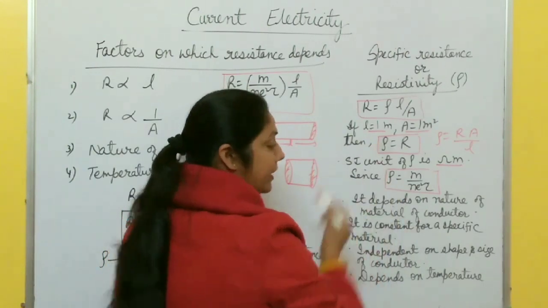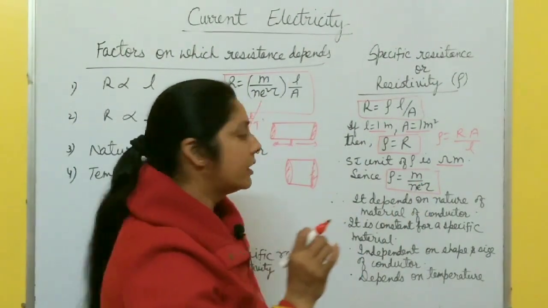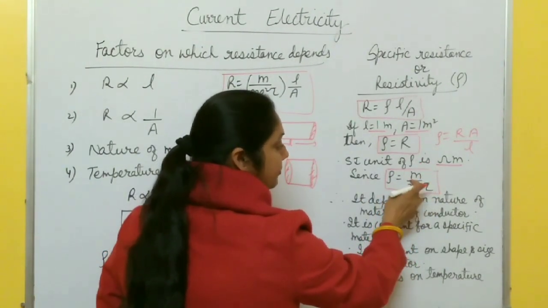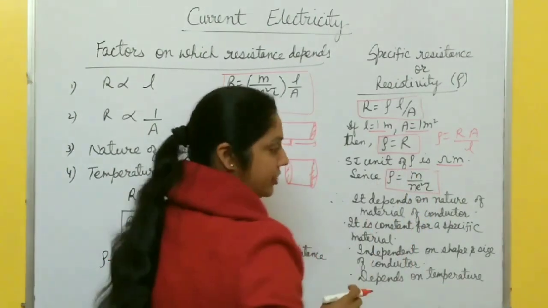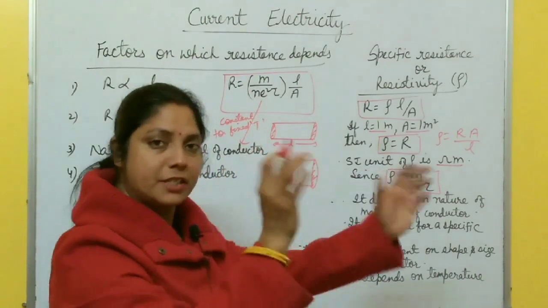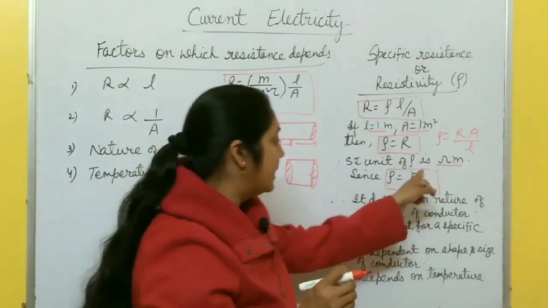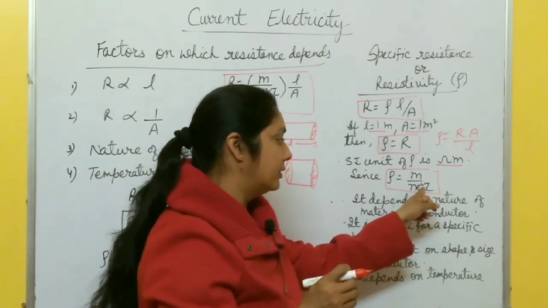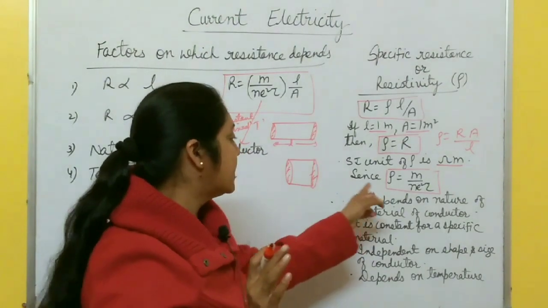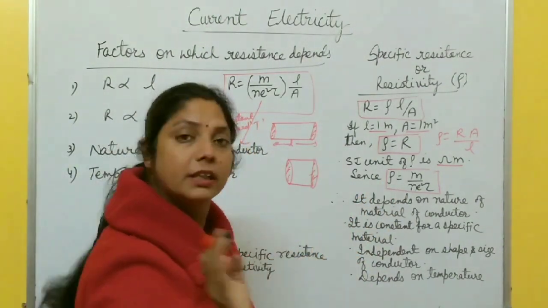On which factors does this depend? It depends on the nature of the material of the conductor. For a particular conductor, the mass, number density, charge of electron and relaxation time are constant for a specific conductor, right? If there is a specific conductor, it is made up of some material. For that, mass, number density, and charge of electron are always fixed. Relaxation time and all these are constant. So this specific resistance is constant for a specific material of the conductor, right?